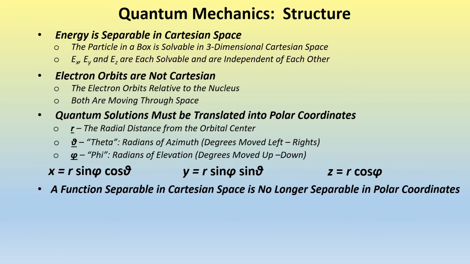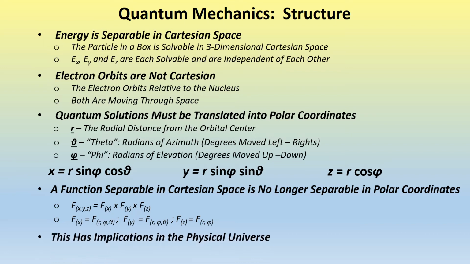By looking at this, one sees a function that is separable in Cartesian space is no longer separable in polar coordinates. For the particle in the box, f of x, y, z could be expressed as f of x times f of y times f of z. However, f of x is now f of r, theta, and phi. f of y is now also a function of r, theta, and phi, and f of z is a function of r and phi.